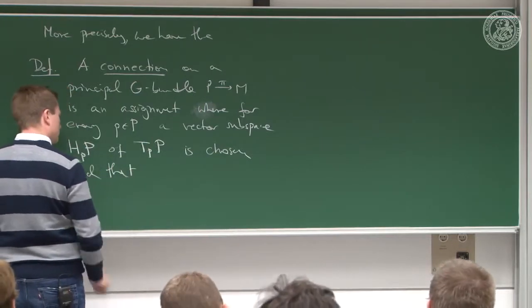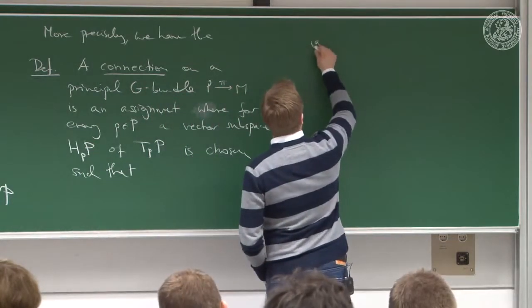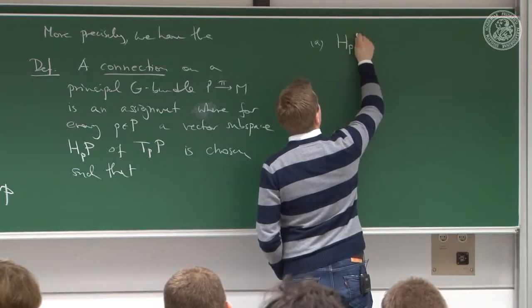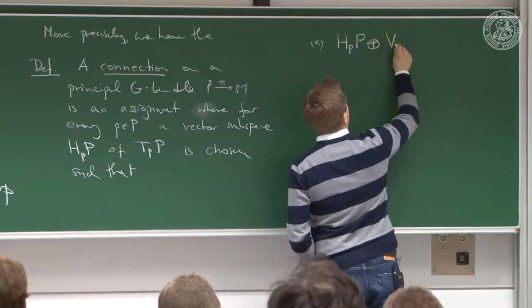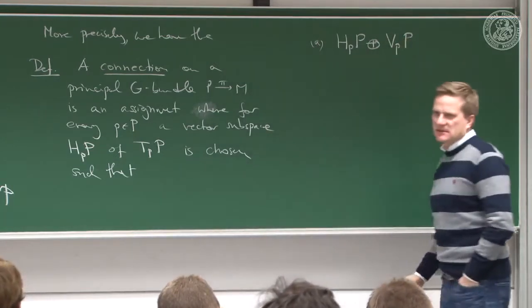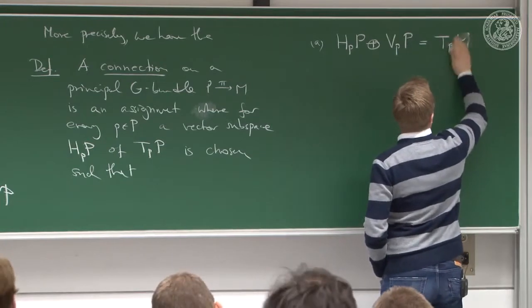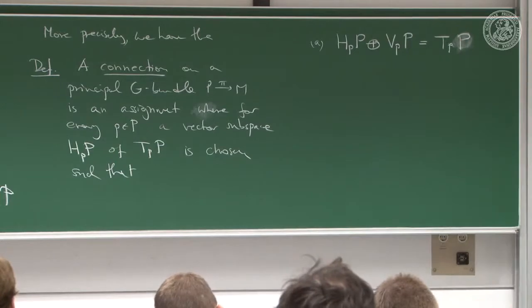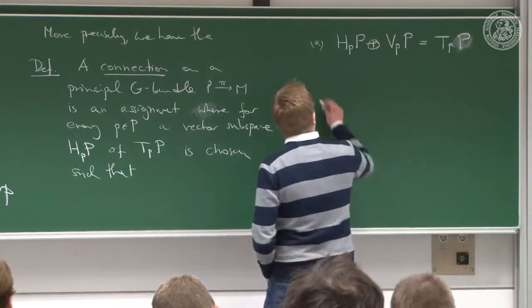now there are two conditions, well, there are actually three, so let's go here. So the first thing is that you want that, as I said, this H_P P direct sum V_P P, the vertical subspace, together constitute the entire tangent space at P. So it's the formalization of what I said before with this complementary thing.